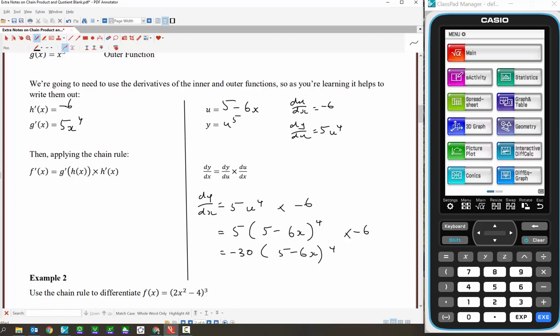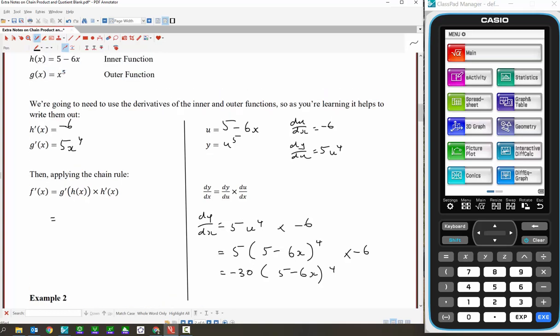Right, we can use it with function notation, so f dash x is g dash, so it's the derivative, and what we've got to do is put h of x, which is this thing here, into g dash x. So we're going to rewrite that as 5, and instead of writing x, we're going to substitute h of x, which is this thing, for x, multiplied by h dash x, which we wrote out here. Forgot the power 4. That's what always happens when I do this in function notation.